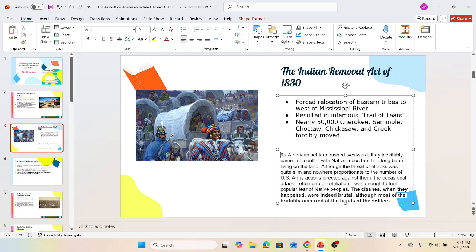So this was just, I don't even want to call it the beginning, but just another round of discrimination and violence that the U.S. government legally supported and enforced against Native Americans.